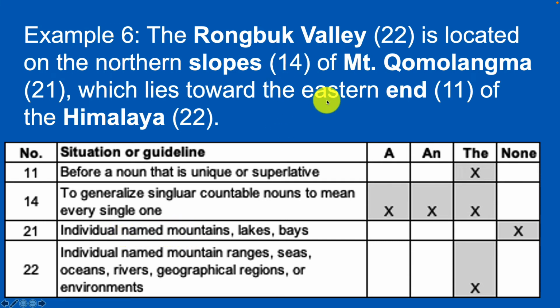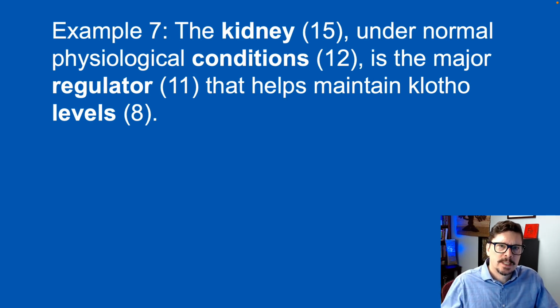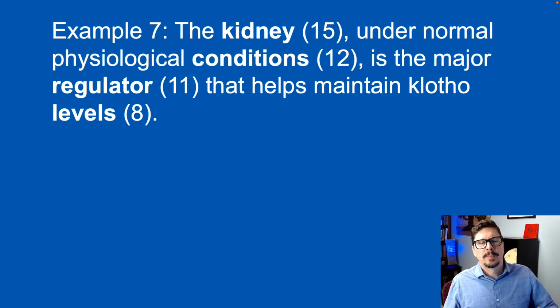The eastern end, and that's using rule number 11 before a noun that is unique or superlative. So there's only one eastern end. There can't be two eastern ends. So that's a unique end. We need to use the to signal that it's the only one. The Himalaya is an individual named mountain range. It needs the. Another example, example 7, the kidney, under normal physiological conditions, is the major regulator that helps maintain clotho levels.